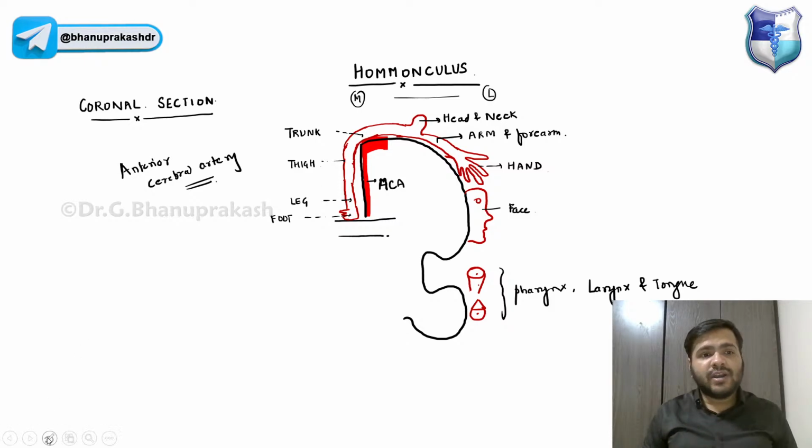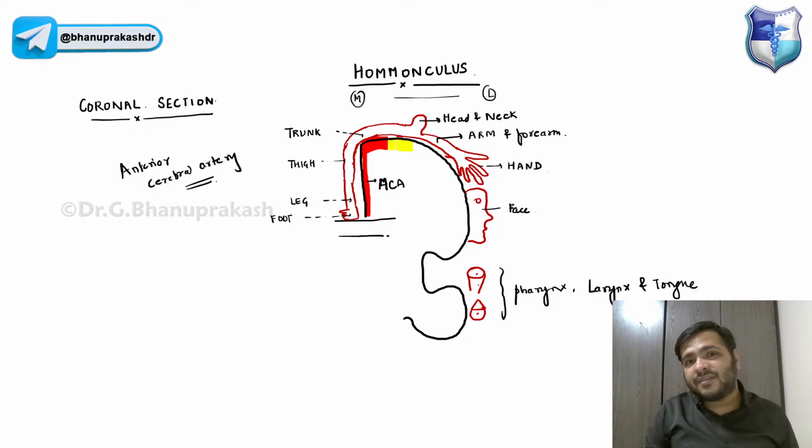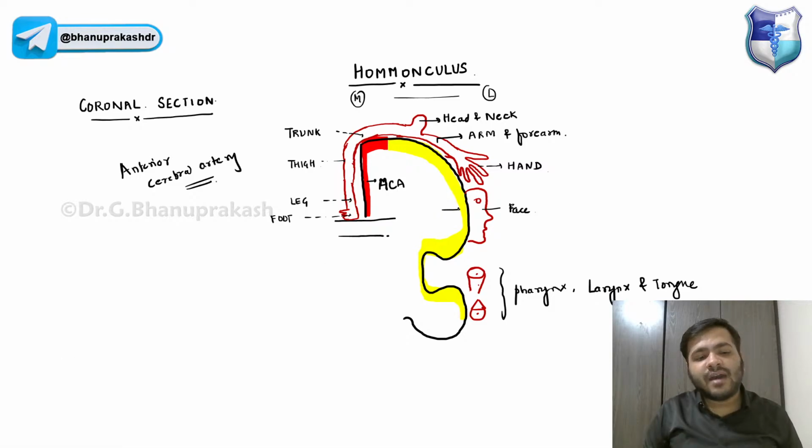Now, the majority of the superolateral surface, this part of the cerebral hemisphere, is supplied by an artery called the middle cerebral artery. MCA basically stands for the middle cerebral artery, guys. The middle cerebral artery, right?